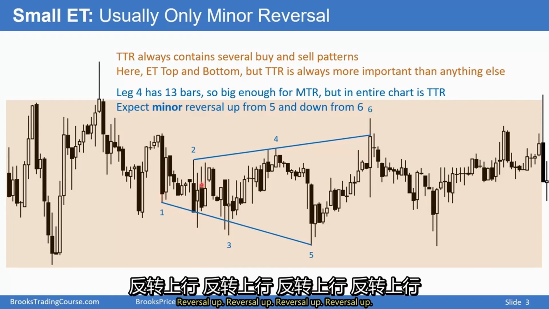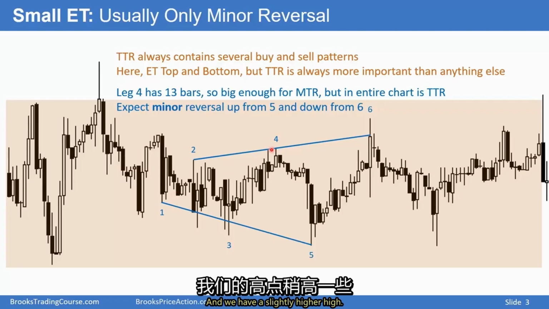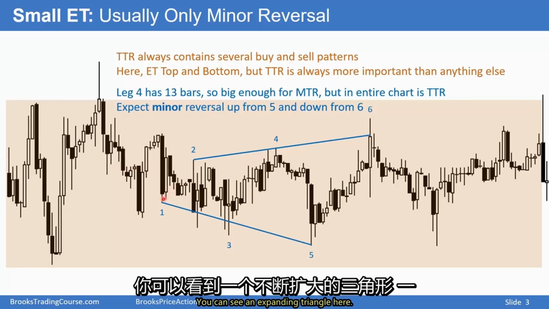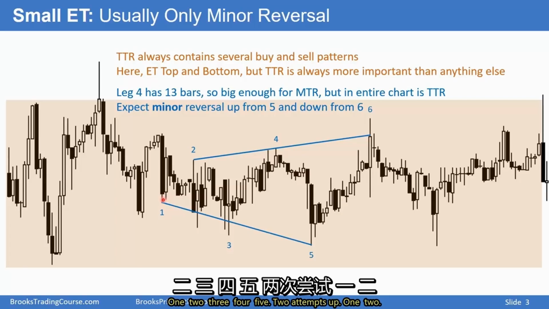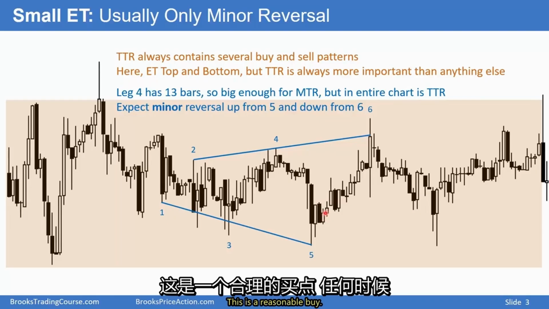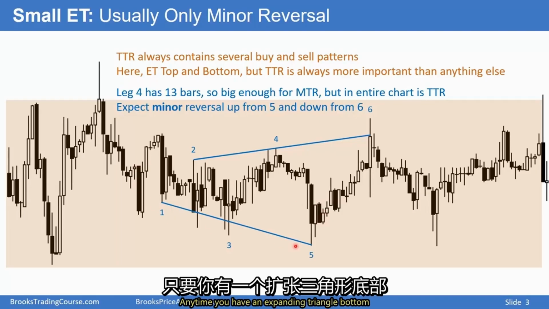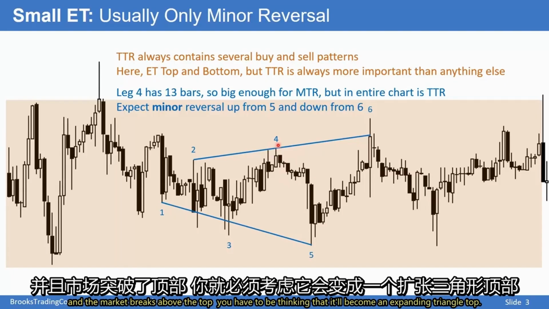Reversal up, reversal up, reversal up, reversal up, and we have a slightly higher high. You can see an expanding triangle here. 1, 2, 3, 4, 5. 2 attempts up, 1, 2. This is a reasonable buy. Anytime you have an expanding triangle bottom and the market breaks above the top, you have to be thinking that it'll become an expanding triangle top.